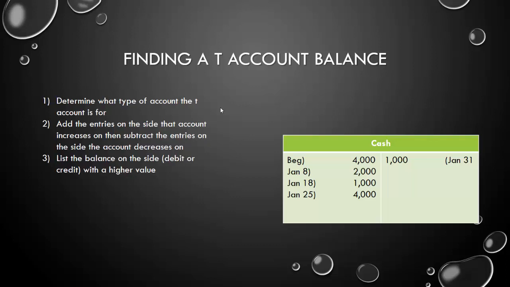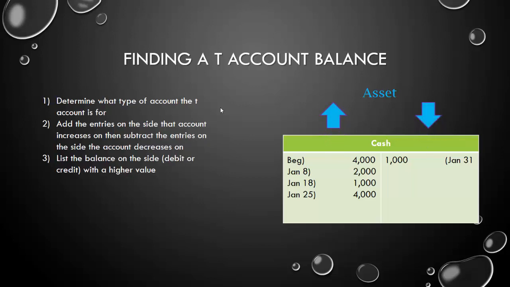To find the balance of a T account, you need to first figure out what type of account it is. So what type of account? Our example is cash. What type of account is cash? Cash is an asset account. Well, from there we need to know how assets work. And as we know at this point, assets always increase with a debit and decrease with a credit.